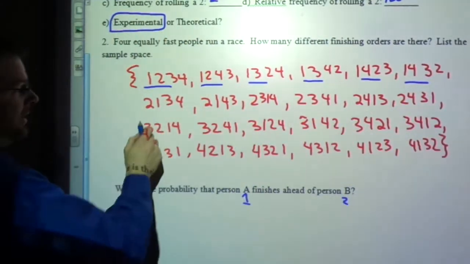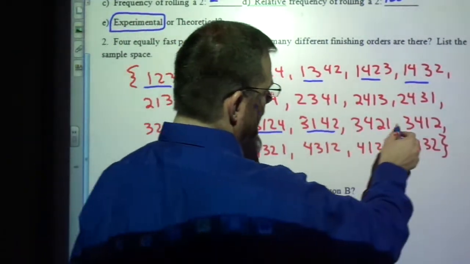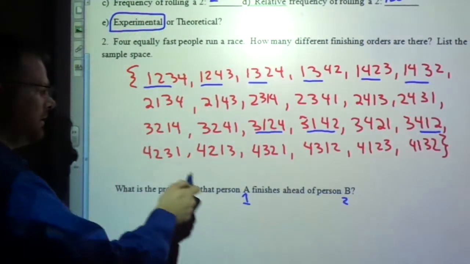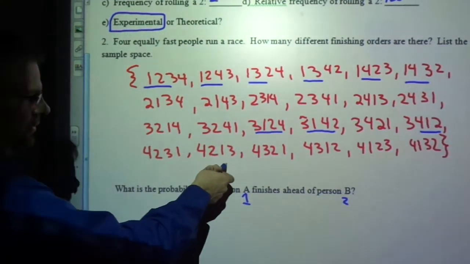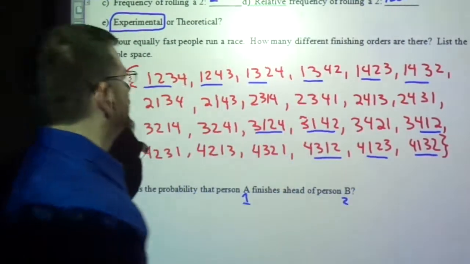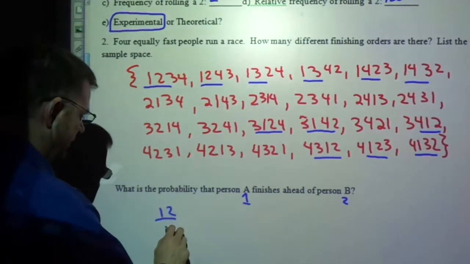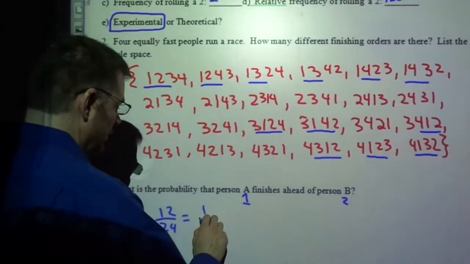All these 2's ahead. 1 is winning here, 1 is winning here, 1 is winning there. Nope, nope, nope, yep, yep, yep. So a total of 6, 7, 8, 9, 10, 11, 12 out of the 24, which is 1/2.